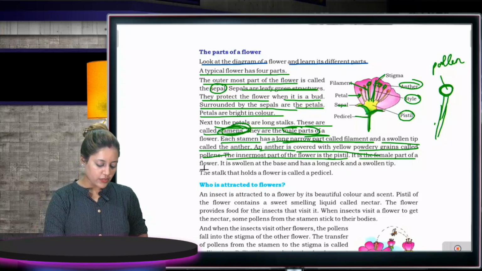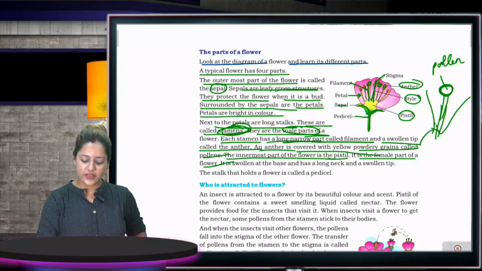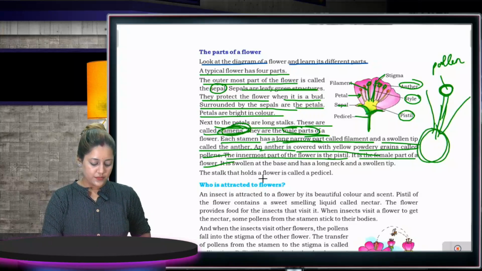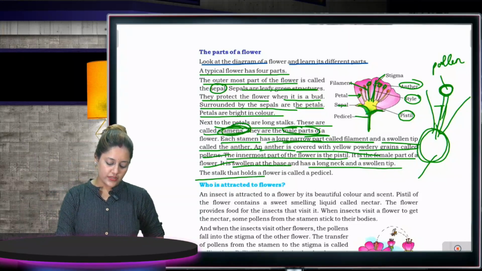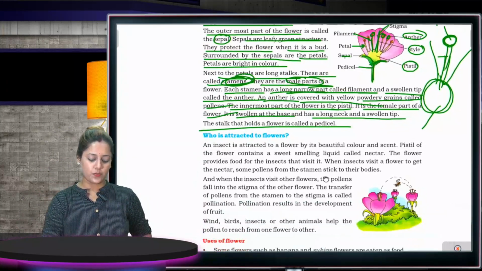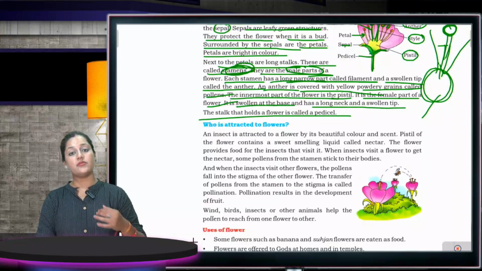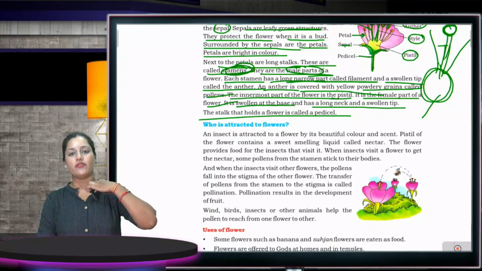It is the female part of a flower. So all this is called pistil. It is the female part and this is the stamen. The swollen base, the long neck and the swollen tip. The stalk that holds a flower is called pedicel. So pedicel is very important and pedicel must be strong so that it can hold the weight of a flower.